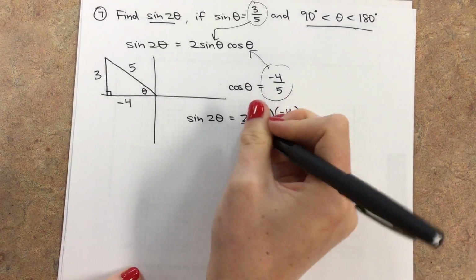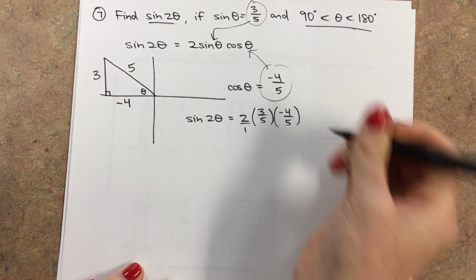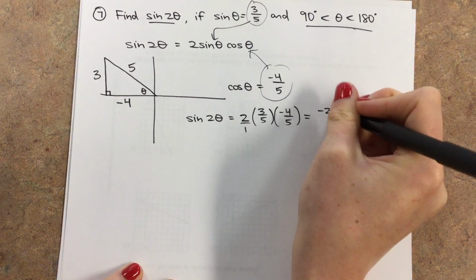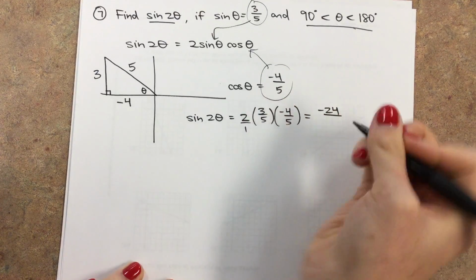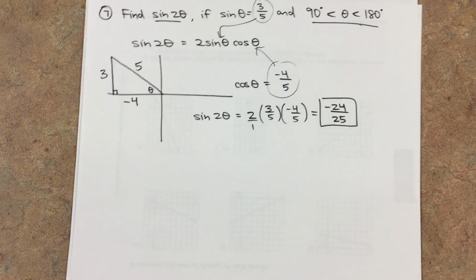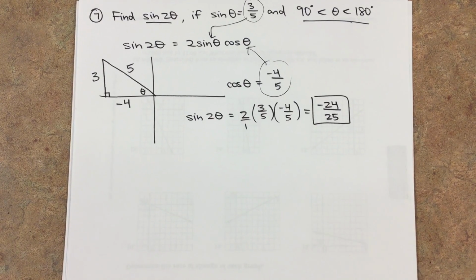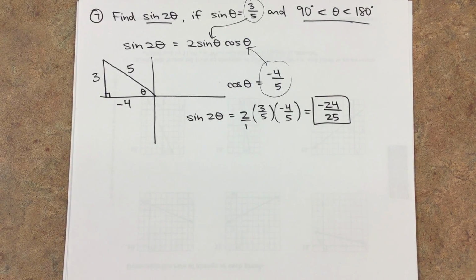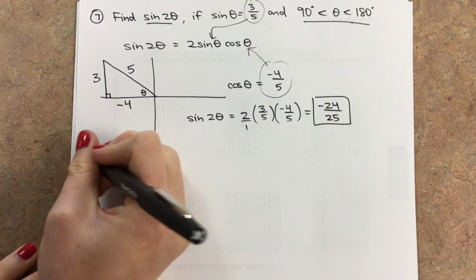We multiply all that together, think of this as 2/1. You'd have 2 times 3 times -4, that's -24, over 1 times 5 is 25. So your answer would be this fraction right here, -24/25. Okay, so that's a double angle formula. You also have really similar formulas for tangent and for cosine, if those were to pop up.